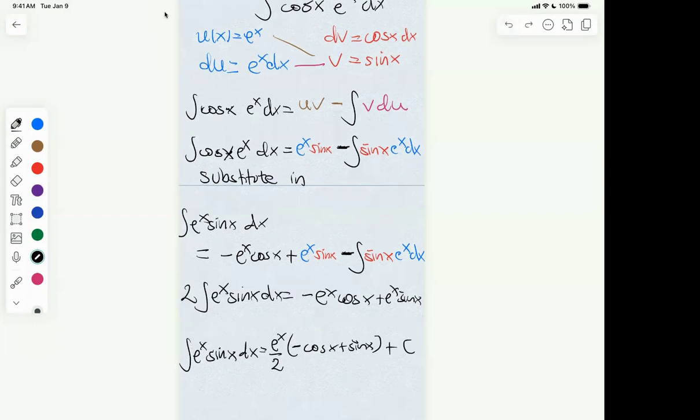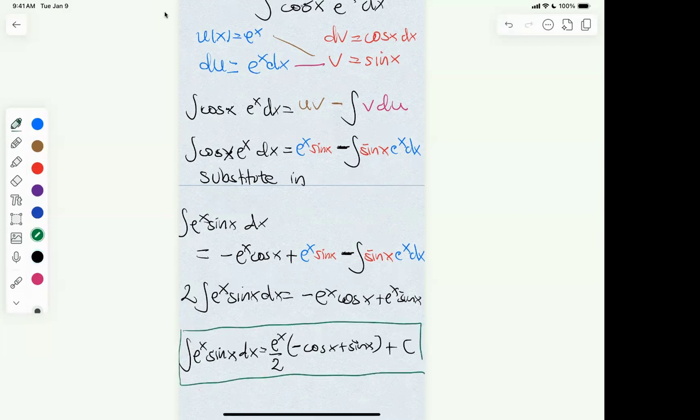What makes this one interesting is that it feels like you're returning to where you started, but because the integral reappears with the opposite sign, you can combine it with what you had originally, and that makes it work. And for any of these, it's always fun to double check that if you take the derivative of this function, you would find e to the x sine of x.